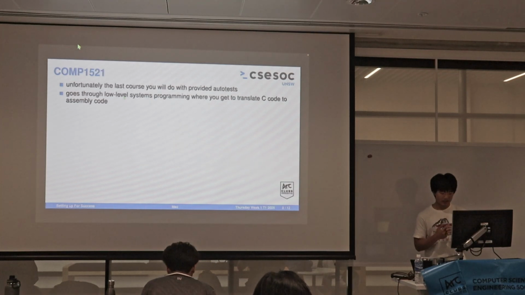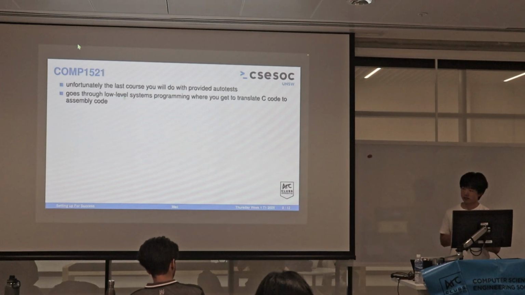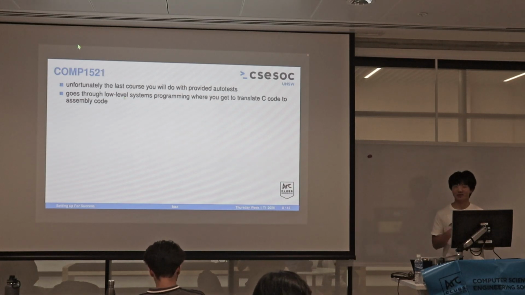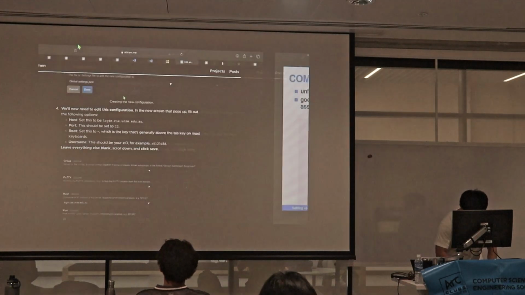Essentially what we do in 1521 is translate C code into assembly code. Have you guys heard of assembly code before? Okay, wait, that's actually pretty surprising. But assembly code is what C code compiles into. Actually, maybe I'll just show you guys what it looks like, just for a little bit.